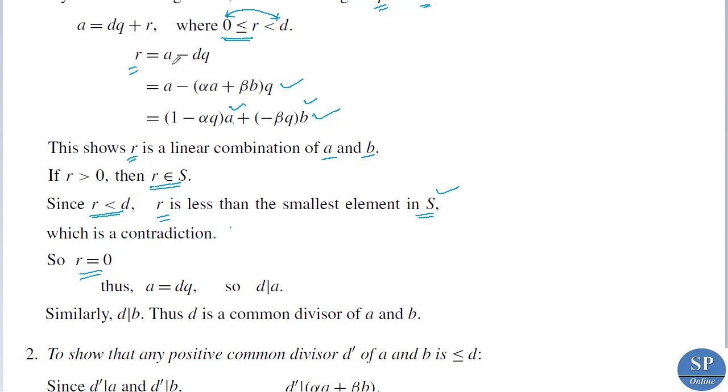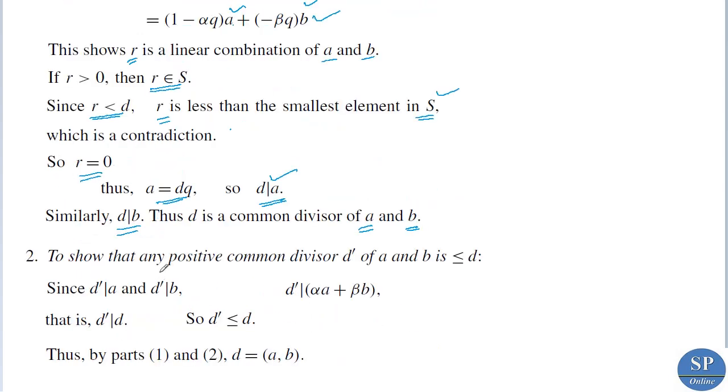Therefore A minus DQ equals 0. That is A equals DQ. So D divides A. So we obtain that D is a factor of A, and in a similar way we can prove D divides B also. Thus D is a common divisor of A and B.